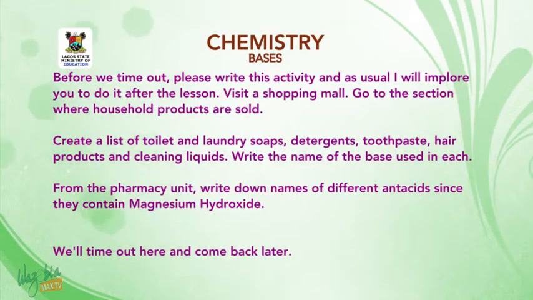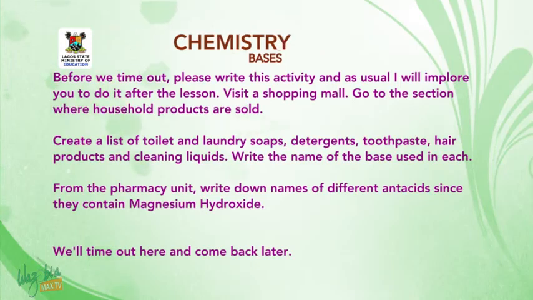Before we time out, please write this activity, and as usual, I will implore you to do it after the lesson. Visit a shopping mall. Go to the section where household products are sold. Create a list of toilet and laundry soaps, detergents, toothpaste, hair products, and cleaning liquids. Write the name of the base used in each. From the pharmacy unit, write down the names of different antacids since they contain magnesium hydroxide. We'll time out here and come back later.